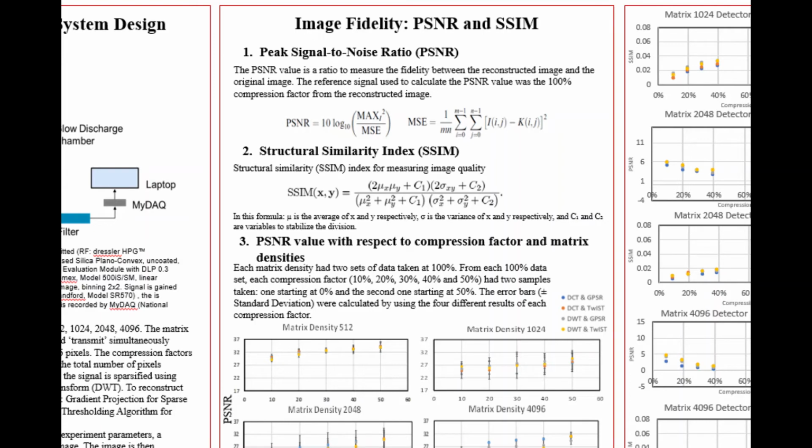For the copper dot sample, each matrix density had 2 sets of data taken at 100%. From each 100% compression factor, we took 2 sets of compression factors, one starting from the beginning and then one starting from the middle. Each compression factor set consists of 10%, 20%, 30%, 40%, and 50% compressions. Therefore, the error bars from the PSNR plots were obtained by calculating the standard deviation of the 4 different results of each compression factor.